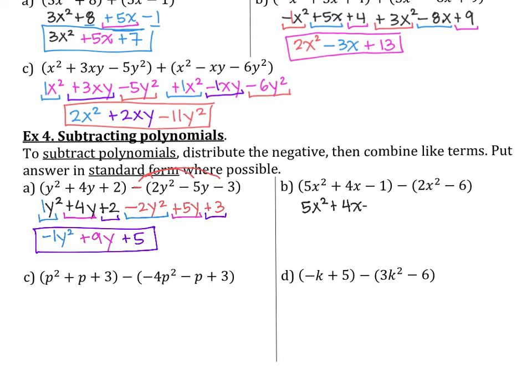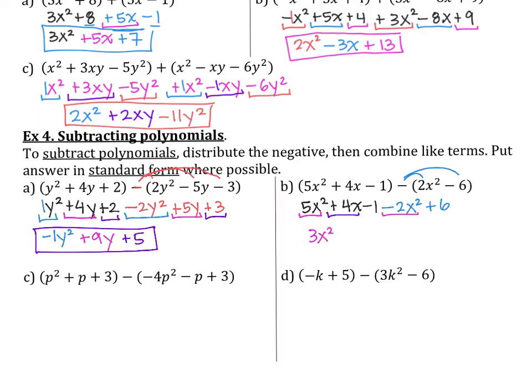Okay, again, the first one has no number in front. So I'm going to keep the first parentheses the same, but the second parentheses have a negative. So I'm going to distribute the negative. So this turns into negative 2x squared. Negative changes the minus 6 to a positive 6. Then like terms. Let's see, 5x squared minus 2x squared is 3x squared.